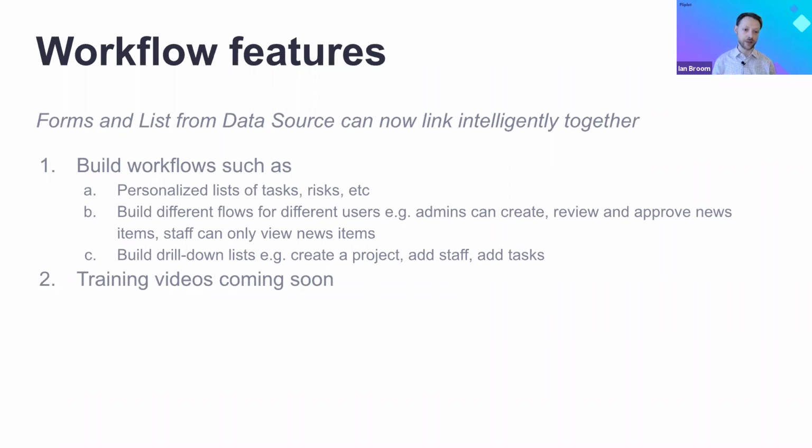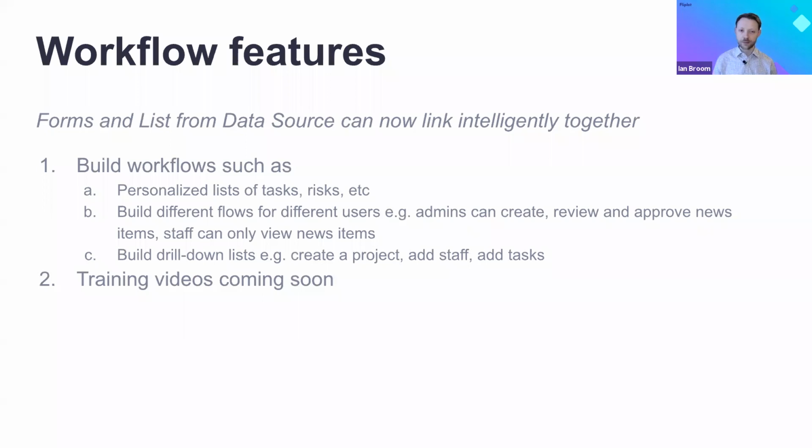So now you can do things like produce a personalized list of tasks, risks, etc., by building a form that collects the username in a hidden field and filters the list by the user's current username when showing the list. Therefore, you get a personalized list of all of the user's tasks, all of their risks, anything else that you would like to collect from them.